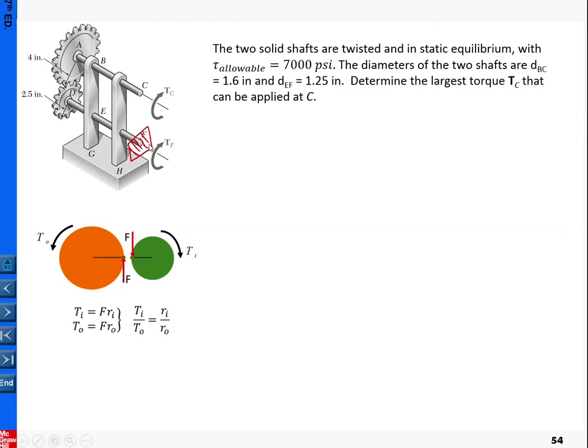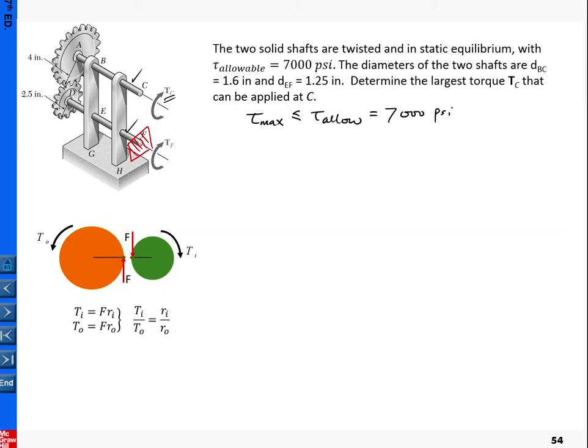For this problem, we are given that the allowable stress is less than 7,000 psi. So based upon this criteria and all the dimensions here, we want to determine the maximum torque that's allowed to apply here, to ensure the maximum stress in here and here is less than or equal to the allowable, that is 7,000 psi. So that is our design criteria.